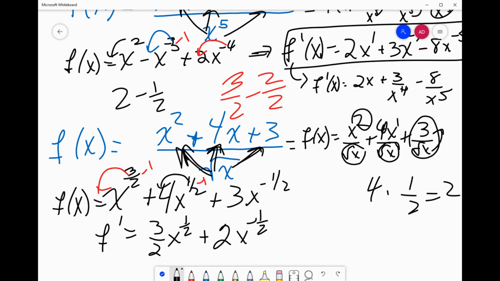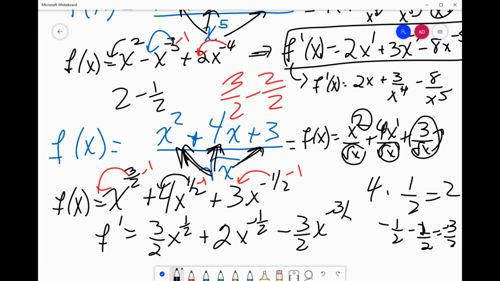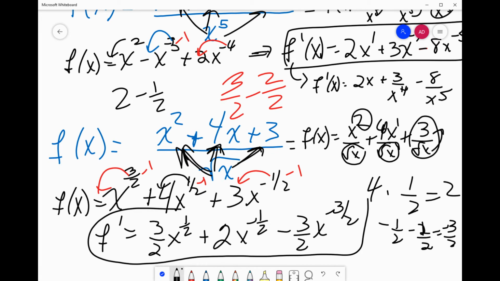Do not be scared of fractions and do not be scared of a little old negative. Multiply it by the power that comes down, which gives me 3/2. Take 1 away: negative 1/2 minus 1 is like saying negative 1/2 minus 2/2, which is negative 3/2. There's a lot of by the ways here. And there's your answer.